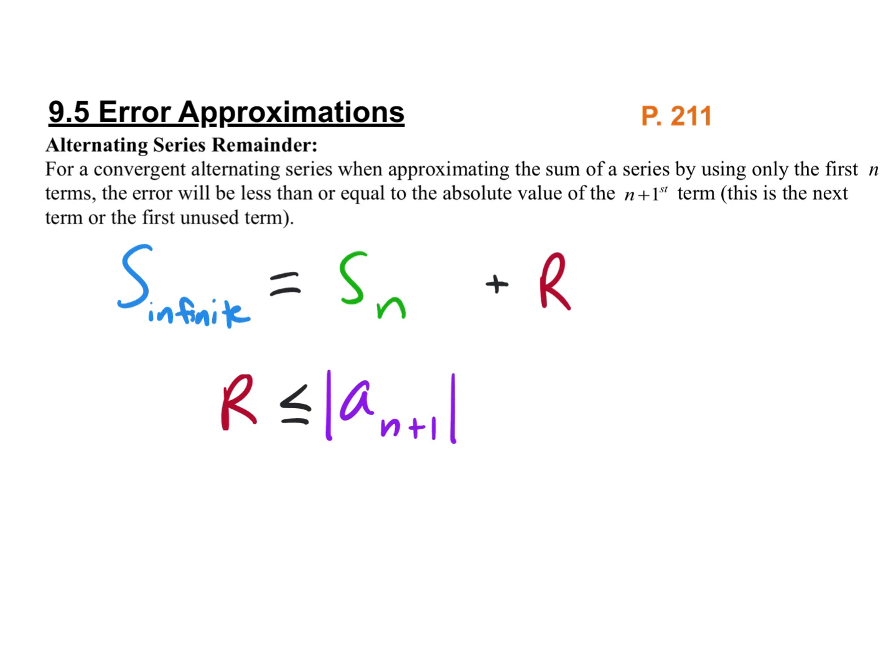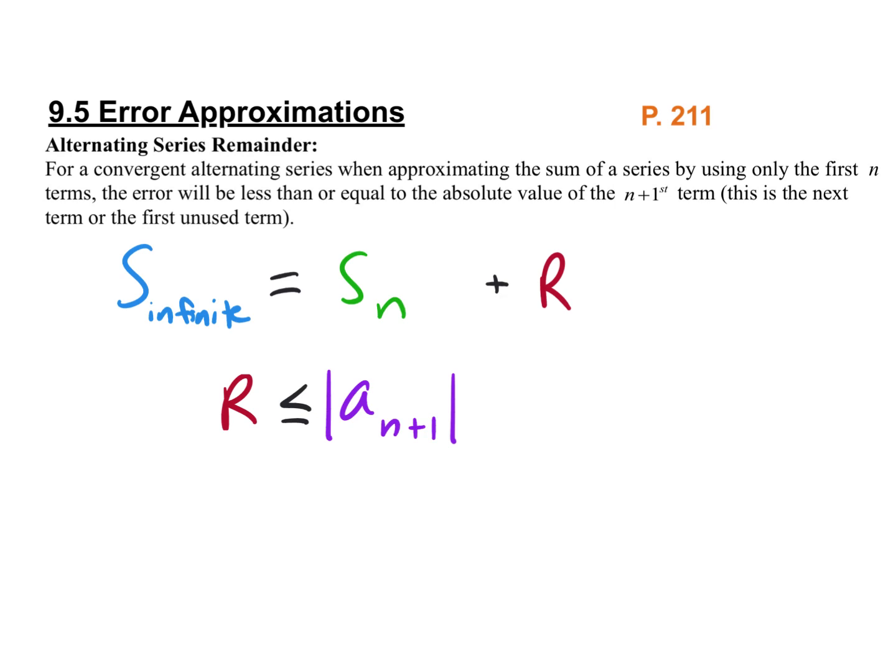So my infinite sum equals the partial sum plus the remainder. This remainder will be the next term. Okay, so if I add up the first n terms, the n plus 1 term is where I find the biggest possible value for my remainder. And here's why we look for this.